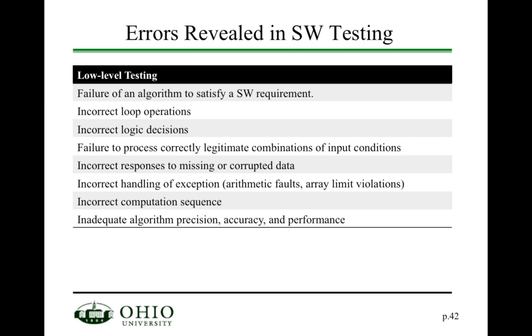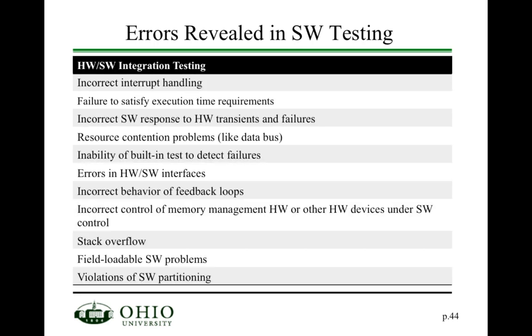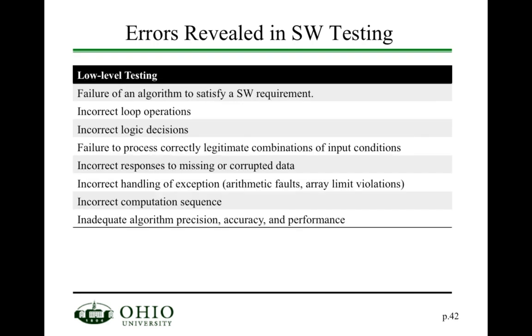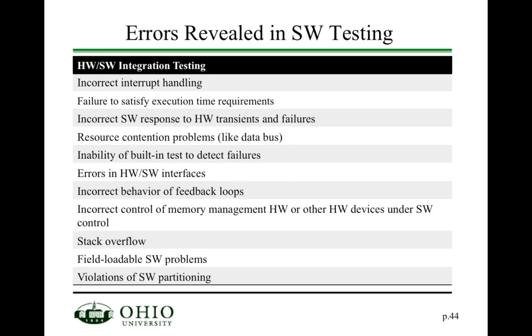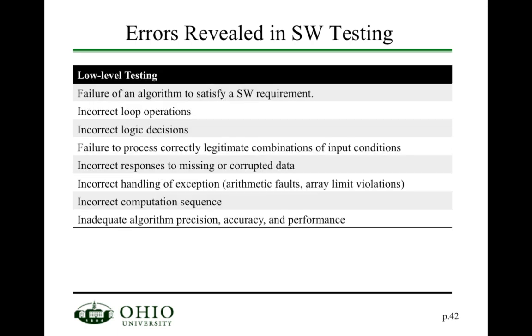Now, the next 3 slides give you a nice table of the errors that would be revealed in software testing at a low level, integration testing, and hardware-software integration testing. I'm not going to really go into detail. You can just read this list. But things like incorrect loop operation, incorrect logic decisions, maybe because you make a statement like if x is smaller than 2 rather than if x is smaller than or equal to 2. These are the kinds of things that you find in low-level testing.